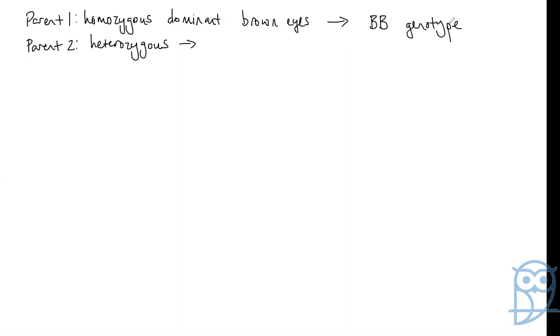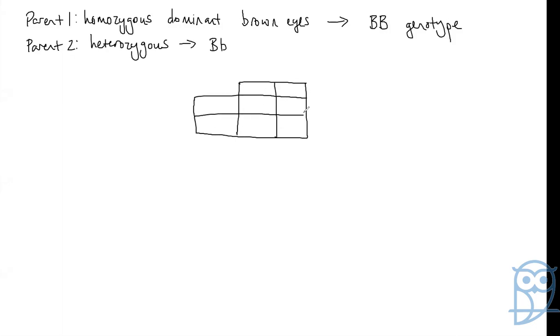So our phenotype is brown eyes. BB, capitals, is our genotype. Heterozygous means we would have one allele for brown eyes, one allele for blue eyes. If we turn this into a Punnett square, we're talking about what possibilities of genotypes and therefore phenotypes can we get from the offspring of these two parents. So we draw our box.